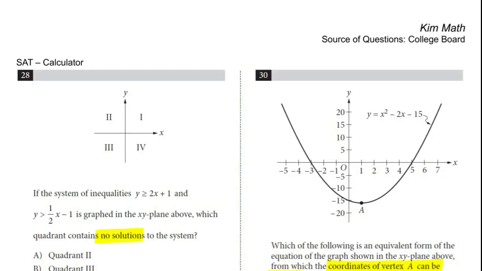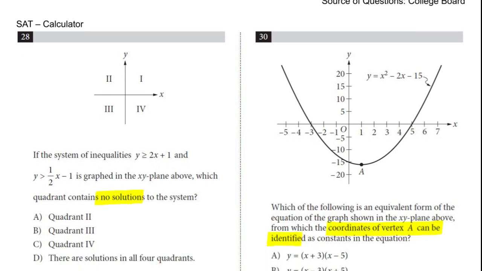Hi everyone. Today we will discuss some math questions from the SAT. Math part is a calculator part question. Okay, question number 28.